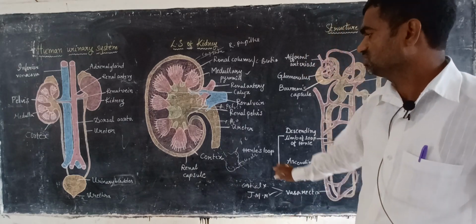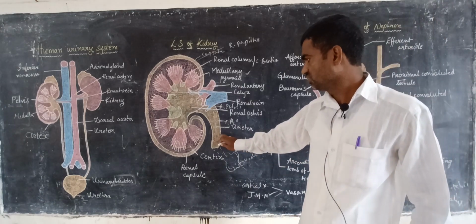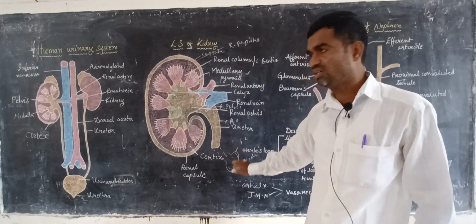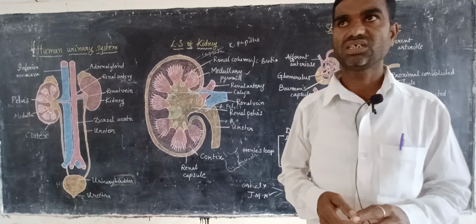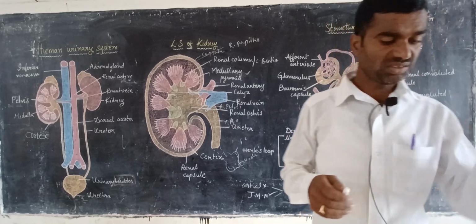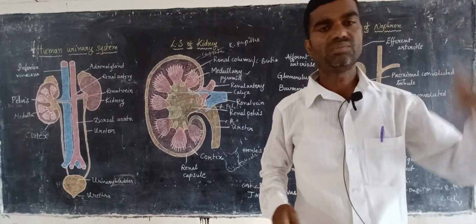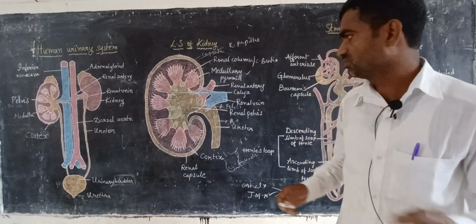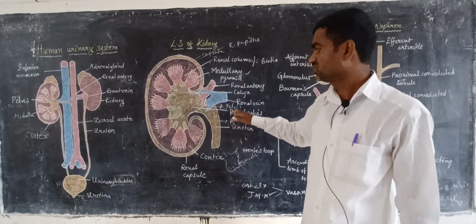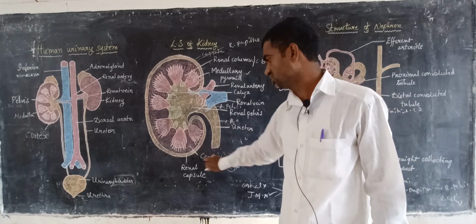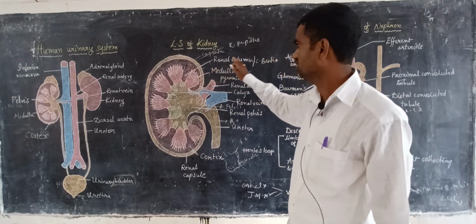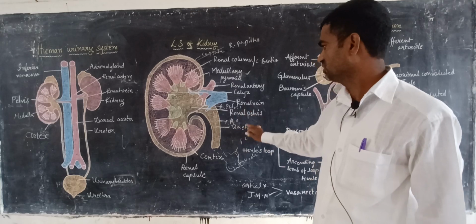So likewise, from the ureter to the urinary bladder. The urinary bladder is a bag-like storage sac situated in the lower abdominal cavity of the human being. So this is the structure of the kidney, with the cortex region and the inner medulla region. Likewise, all the parts are present here.